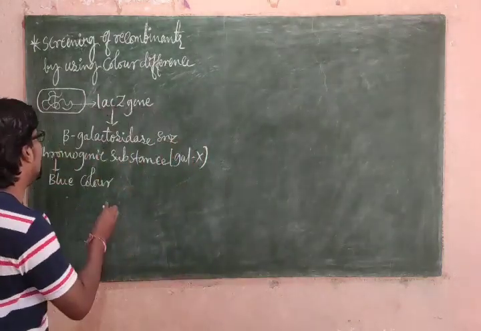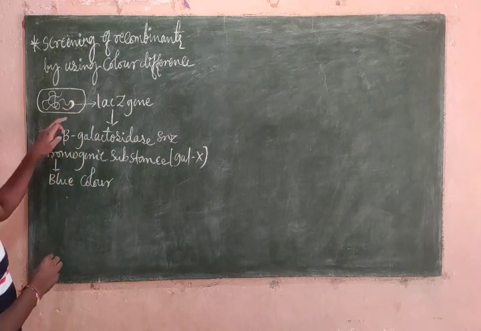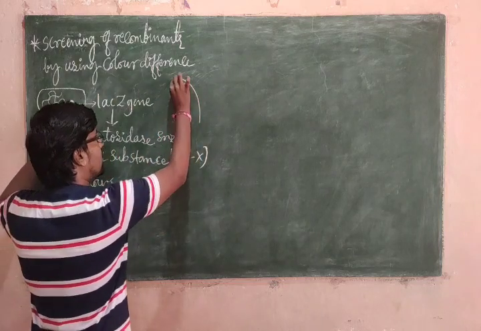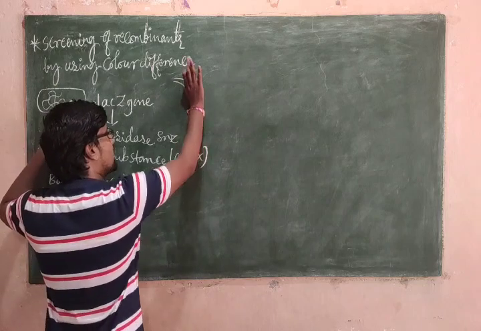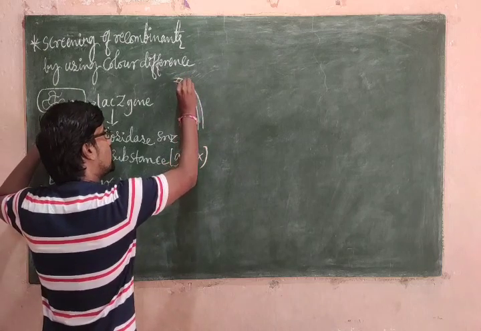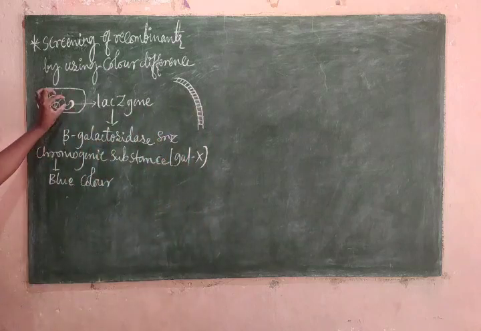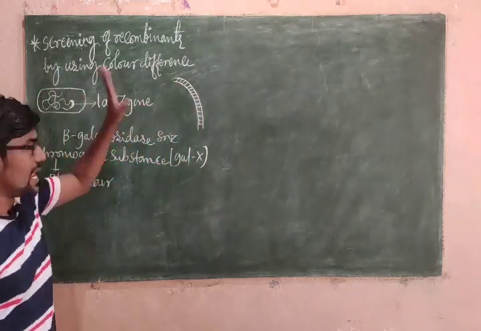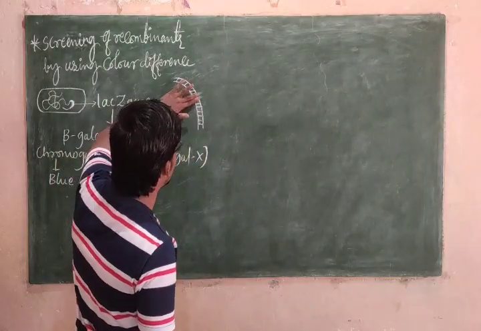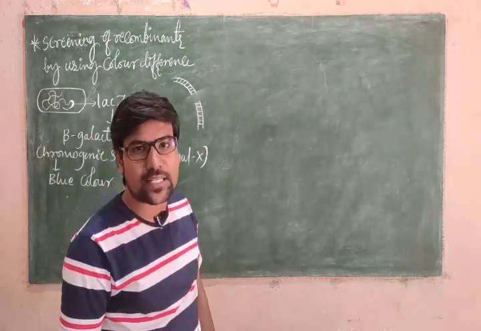Now, let me mark. This much portion is the LAC-Z gene. Now I am taking this LAC-Z gene outside. Whether it is a gene or a DNA piece, it has a sequence of base pairs. Just now the LAC-Z gene is present. Now what will I do? I am going to cut this gene with the help of restriction endonuclease enzyme, right?